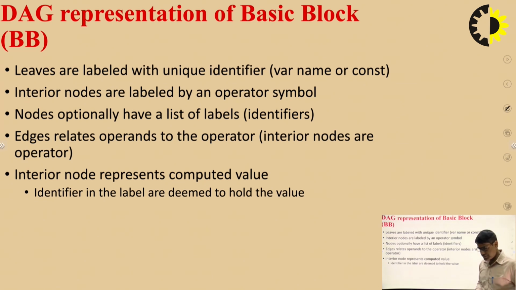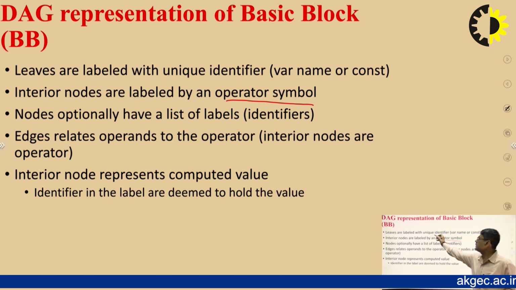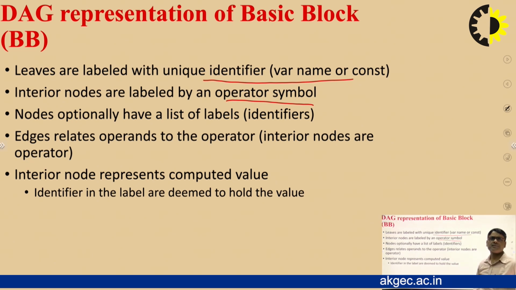If you try to understand the DAG structure, a DAG is a pictorial representation of a basic block, in which there should be a tree, that is, a directed acyclic graph. There should be no cycle in it. There are leaves, interior nodes and a root. Interior nodes are labeled by an operator symbol, and the variables holding intermediate results are associated with the interior nodes. Leaves are labeled with raw data, either a variable or a constant value.